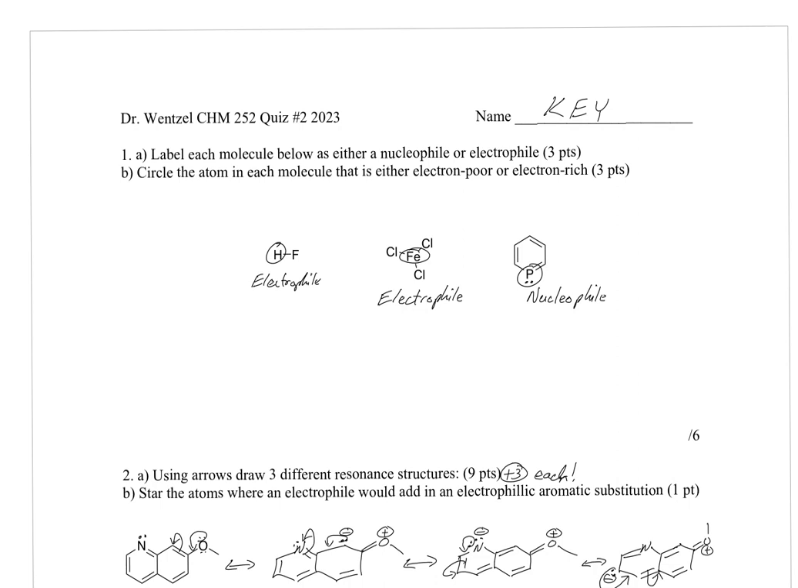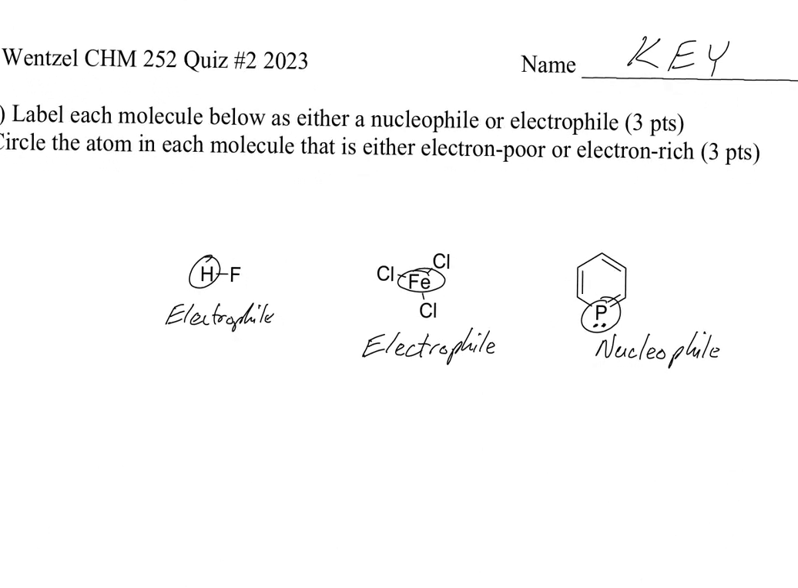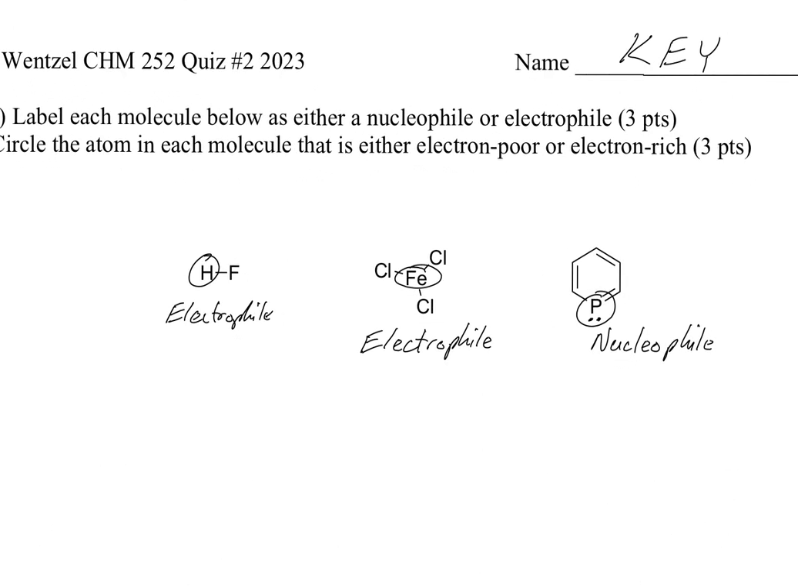All right, so quiz 2 from 2023. First problem: label each molecule below as either an electrophile or a nucleophile, and then circle the atom in each molecule that is either electron poor or electron rich. A lot of folks did some interesting things here, kind of maybe overthought it. So a molecule usually has a site, an atom that's electrophilic or nucleophilic.